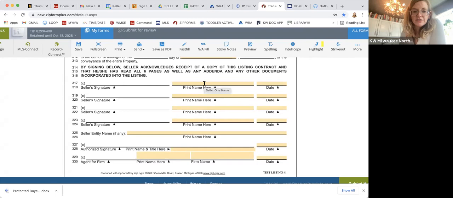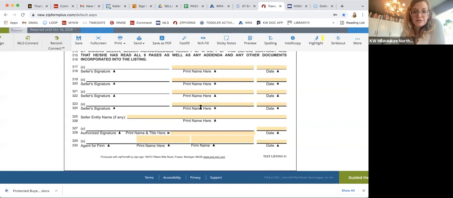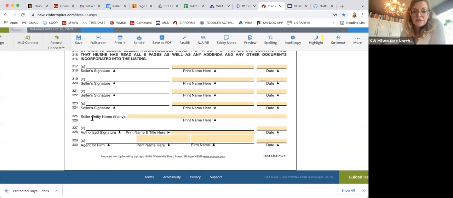Sellers sign on lines 317, 319, 321, or 323 if there's more than one or more than two sellers. If there's a seller entity, maybe an LLC, or as in the case of Alicia's listing coming up, the trust, they would sign on line 327. You're going to name the entity on line 325. You as the agent are going to print your name on line 329, our listing firm, and then you're going to sign on line 329.